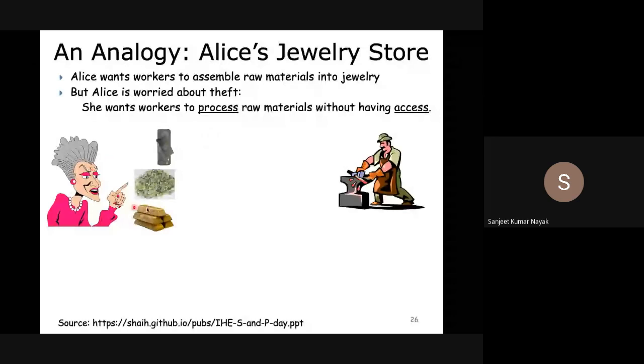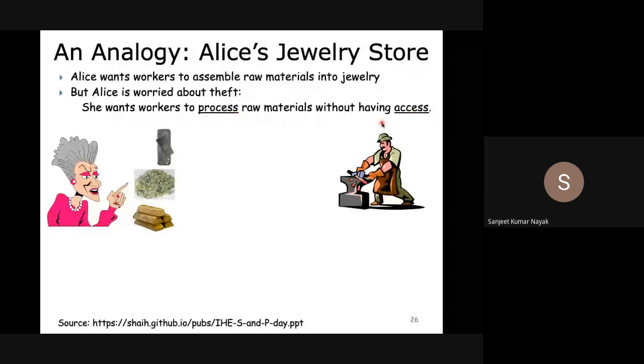These are some raw materials. What this worker will do is assemble these materials to form a jewelry. But she also thinks that after creation of the jewelry, the worker may take it out and leave. Therefore, she wants the worker to process the raw material without having access to it.